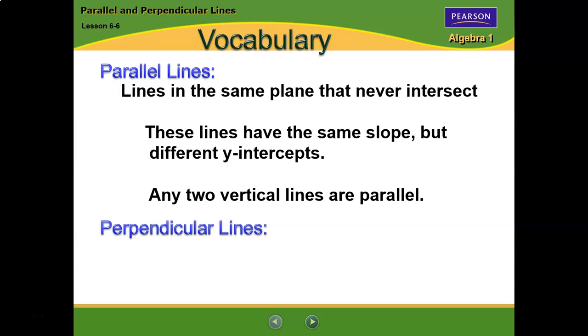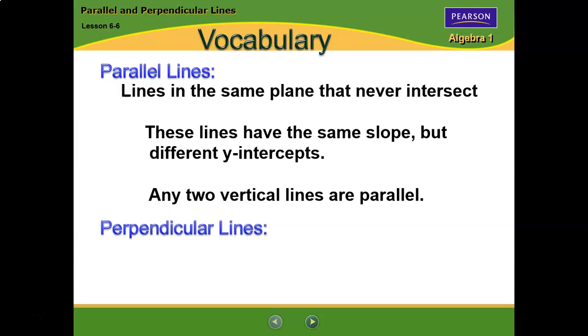But last week we started this lesson off speaking about parallel lines. So let's do a quick little review of that again before we get into perpendicular lines so that we don't confuse the two. Now, we said parallel lines are lines in the same plane that never intersect. Well, after working some exercises and watching the video from last week, we're able to see that the only way that lines in the same plane will not intersect is if they have the same slope. So parallel lines have the same slope, but a different y-intercept.